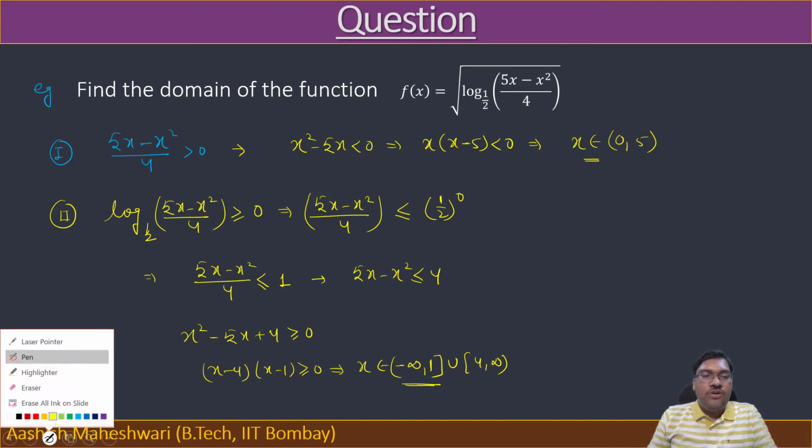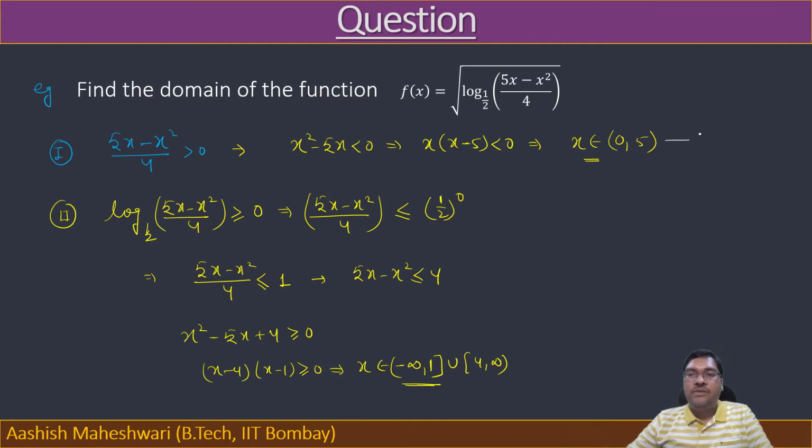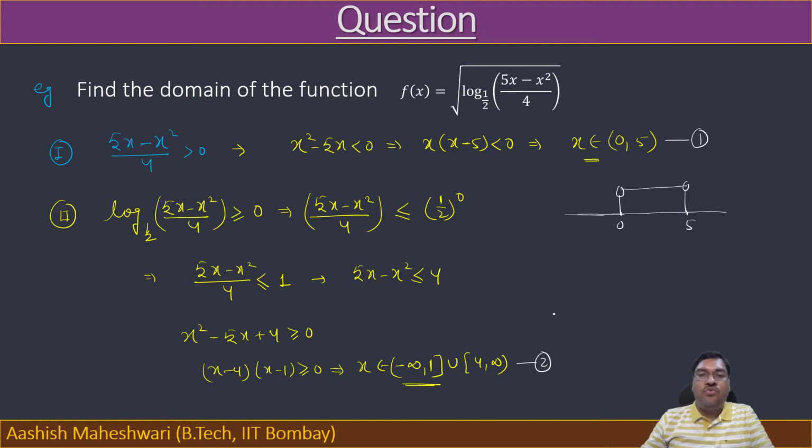Okay, so now what we will do is for the final answer, we have to take this as the first condition and this as the second condition. So we have to take the intersection of these two because both the conditions should be satisfied. So if I take the intersection, I'll just write it here. This is 0 to 5, the first one, and the second one is 4 to infinity, this is 1, this is 4, so this is minus infinity to 1, and 4 to infinity.